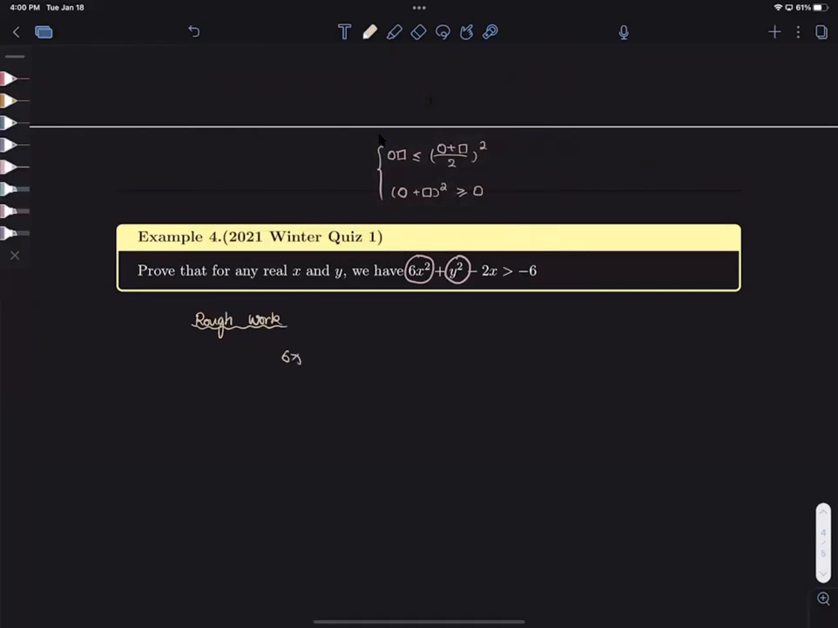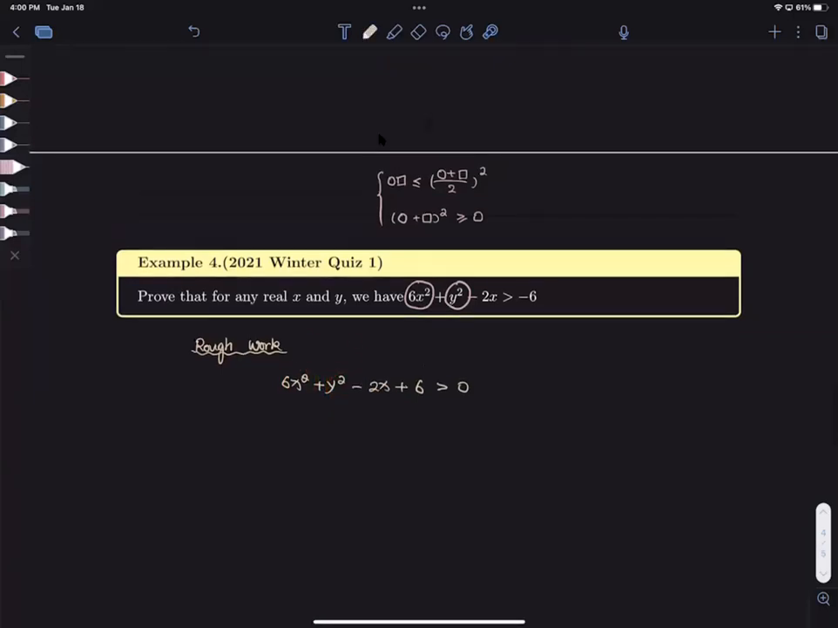So 6x squared plus y squared minus 2x plus 6 is greater than 0. And now I have negative 2x here. I have x squared, I have y squared, but I don't have any term with y, just y squared. So this y squared is probably not going to be touched, because we know it is greater than or equal to 0 already. It cannot be combined with anything else, so I'm going to leave it.